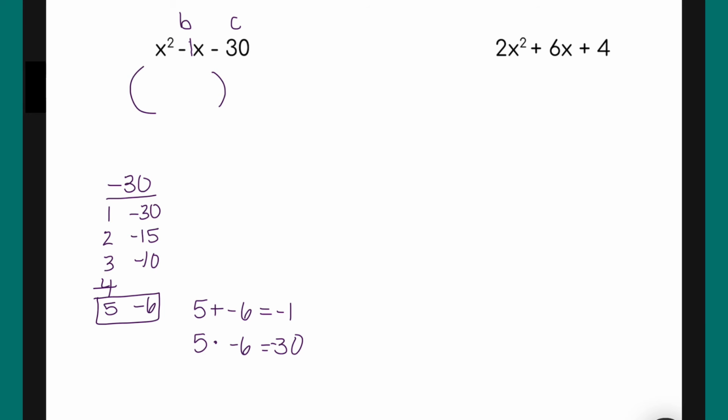I set up my parentheses. I split my x squared into the parentheses, and then we have a positive 5 and a negative 6.